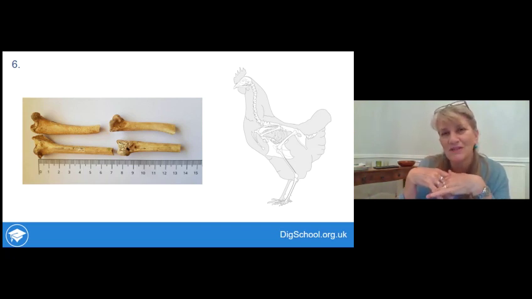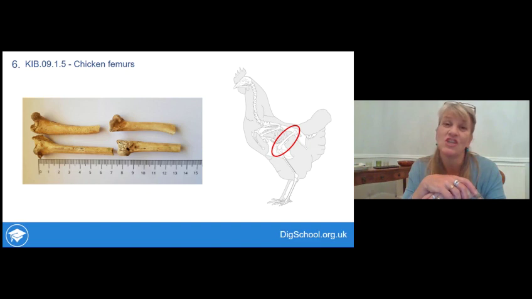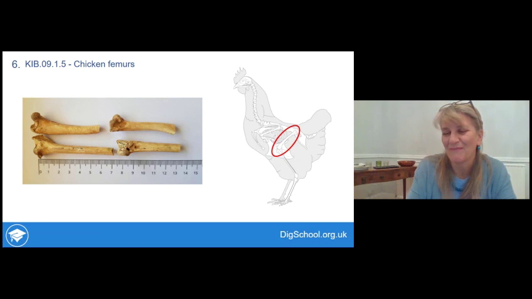So whereabouts on the body do you think that came from? Okay, you might well have got this right. These are chicken femurs, so they are effectively the chicken drumstick. If you have one, have a look at it and see how it compares.